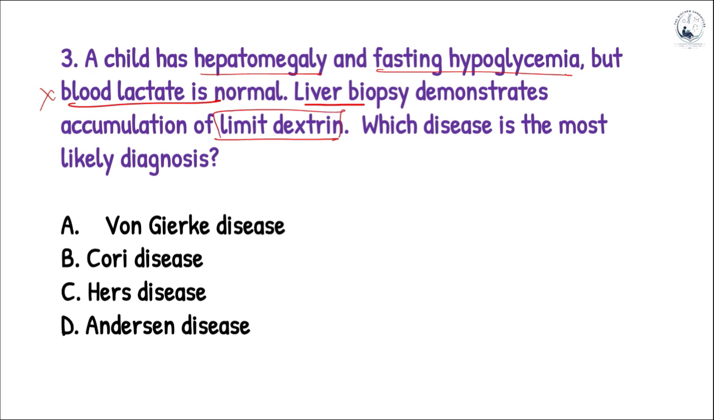Where is limit dextrin accumulated? Cori's, right? So the answer is Cori's. Is there anything accumulating in von Gierke's? No. Hers, is there anything accumulating? No. Anderson's? Yes, it is also known as amylopectinosis, but amylopectin is not what is present here. So the answer is Cori's disease.